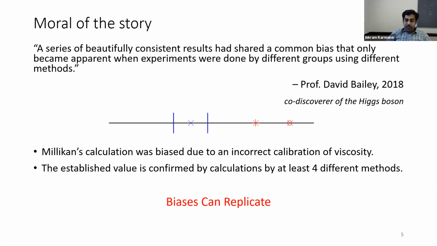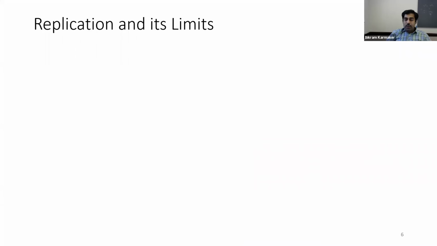And a big conclusion, big moral of the story, is biases can replicate. Even if you don't know there is bias, biases can replicate. And if you know there is possibility of bias, the possibility that it will replicate is even higher. So when we talk about replication, it has its limits.